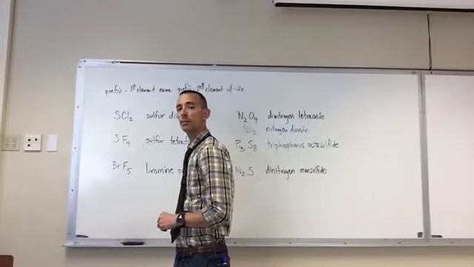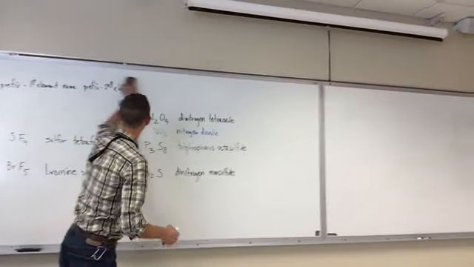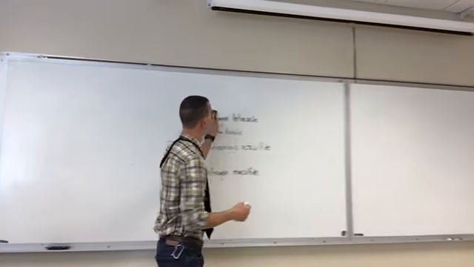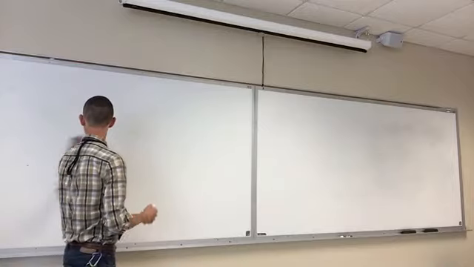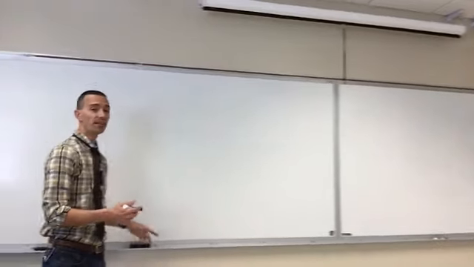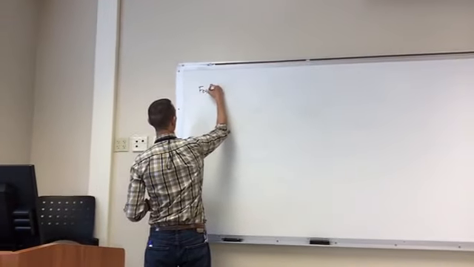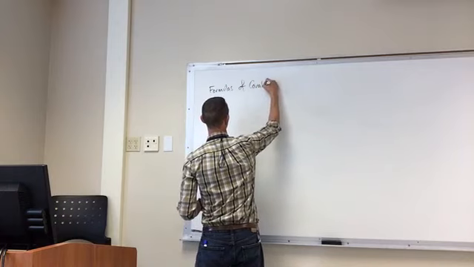Okay? So that's how we come up with the names of covalent compounds. The formulas are pretty straightforward, almost easier than the names. The formulas, we simply take the prefixes that are part of the names and use them as the subscripts. So the formulas of covalent compounds.